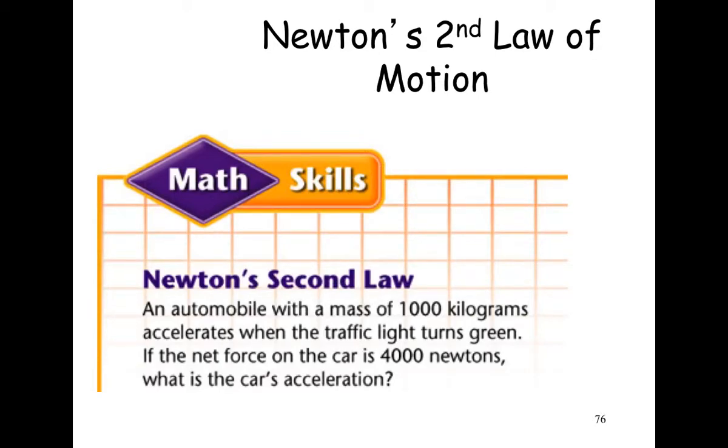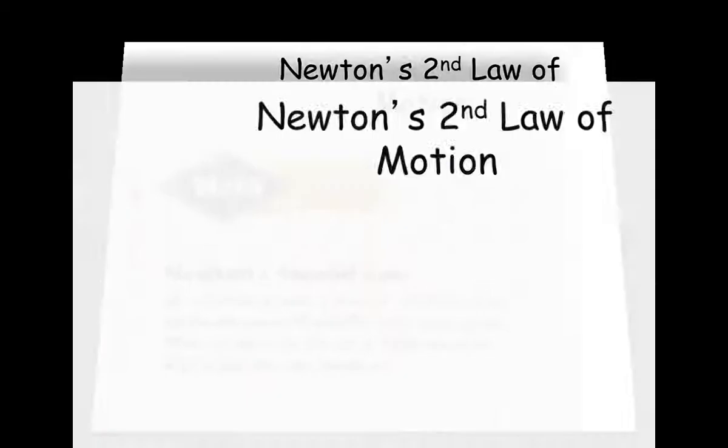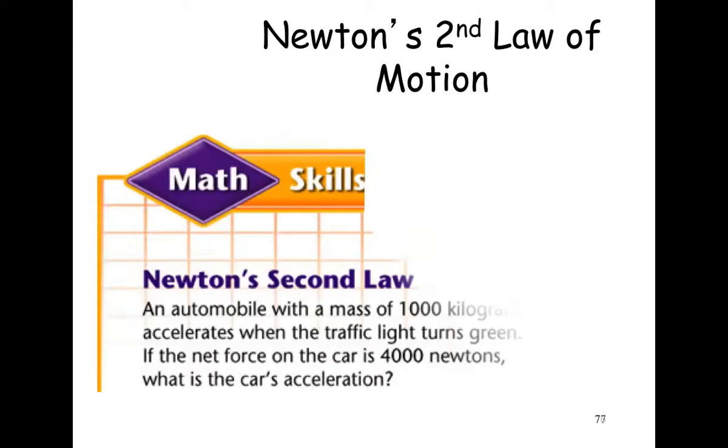An automobile with a mass of 1,000 kilograms accelerates when the traffic light turns green. If the net force on the car is 4,000 newtons, what is the car's acceleration?